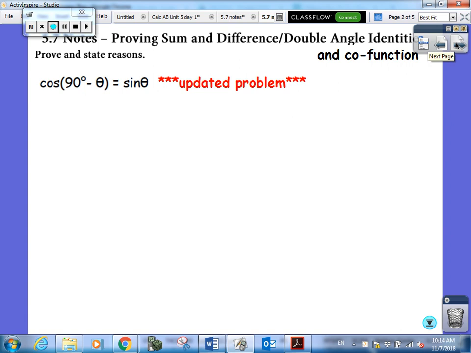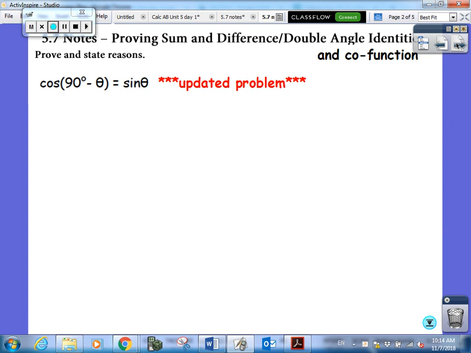All right, so for this first one, I want you to change it so that you can see that it's the cofunction. I think I flip-flopped those on your notes if you printed them. So change that first example to cosine of 90 degrees minus theta equals sine of theta. These are all going to be proofs today, and the directions say to state our reasons. So we're going to prove and state our reason out to the side. You can prove it and then state your reasons, or state your reasons as you go, however you choose to do that.